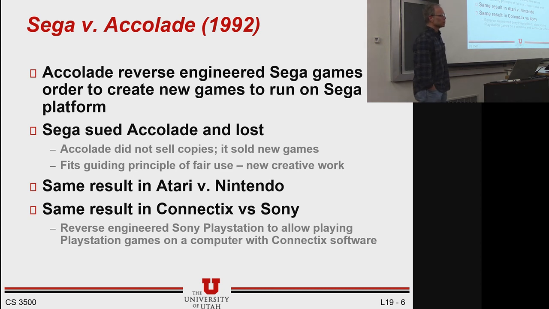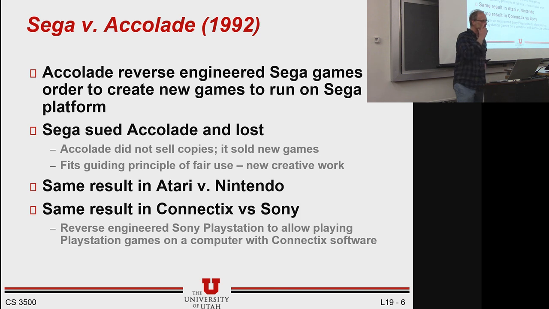And there were similar results about reverse engineering that were upheld in the courts as well. Yeah? So the pressure here should be on Sega to make it so that their stuff is not reverse engineerable, not on Accolade for reverse engineering and creating something. Right. So the reverse engineering was okay, and so if Sega wants to prevent it, they gotta encrypt or something.